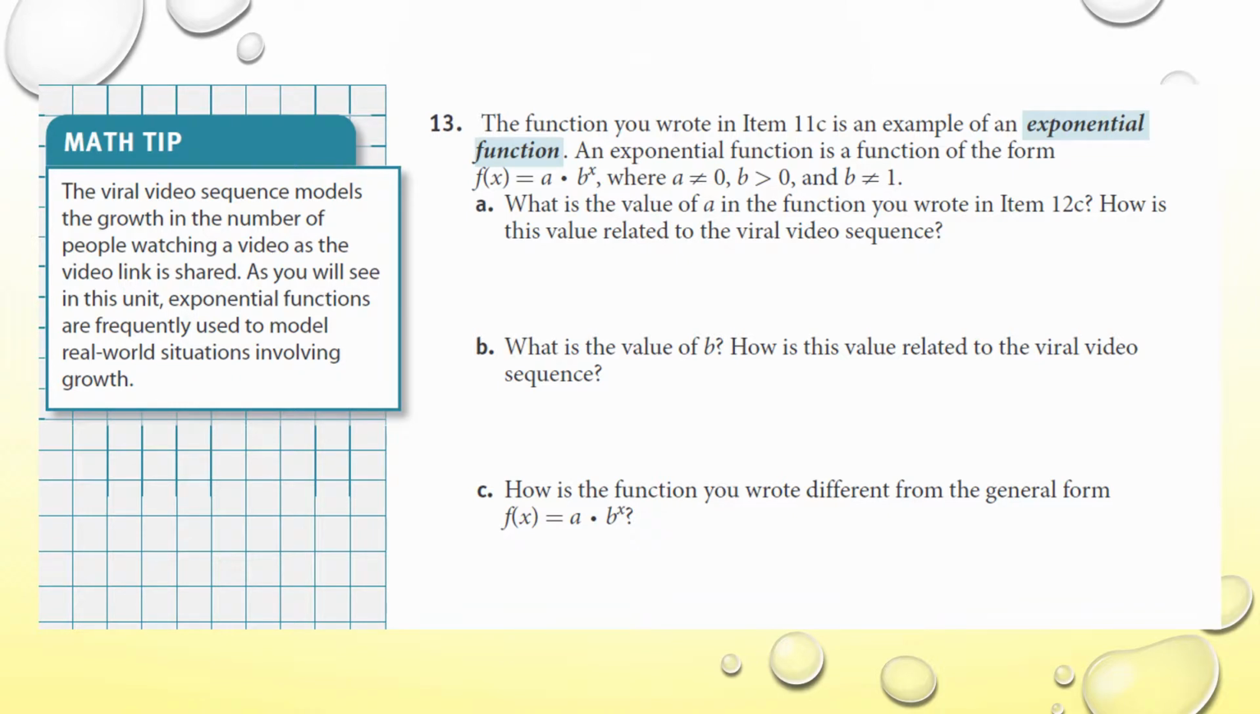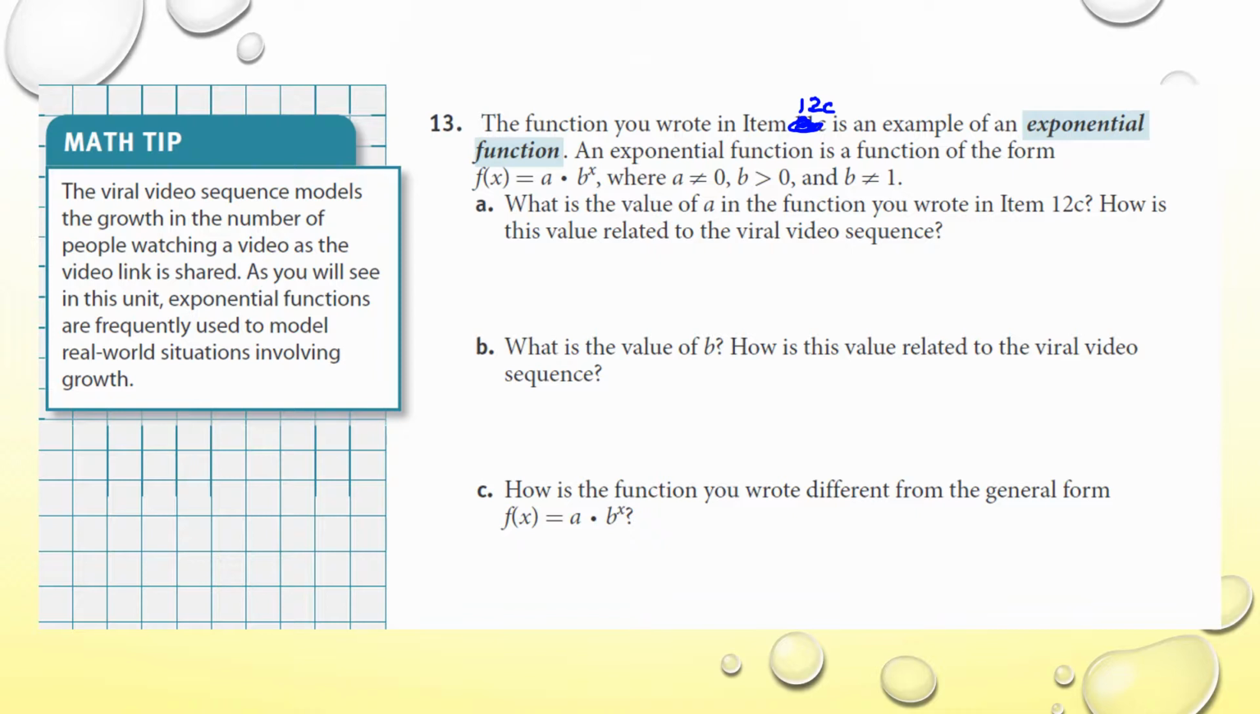So number 13 says, the function you wrote in item 11C is an example of an exponential function. Oh, by the way, by 11C, I think it means 12C. An exponential function is a function of the form f of x equals a times b to the power of x. A can't be 0, and b has to be greater than 0, but not equal to 1. So it can't be negative, and it can't be 1, but it could be any fraction between 0 and 1, and anything bigger than 1.